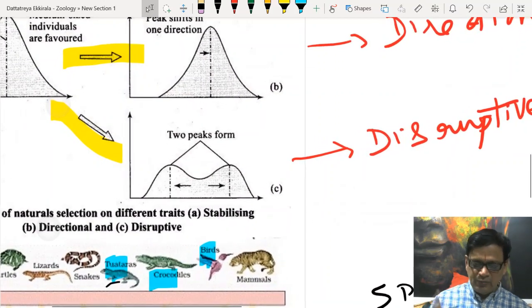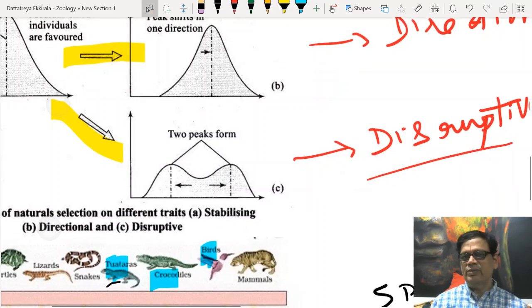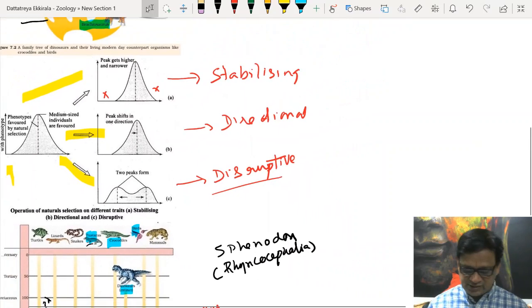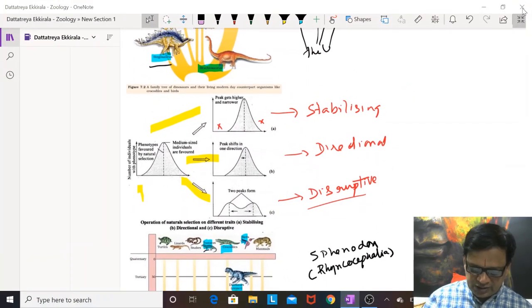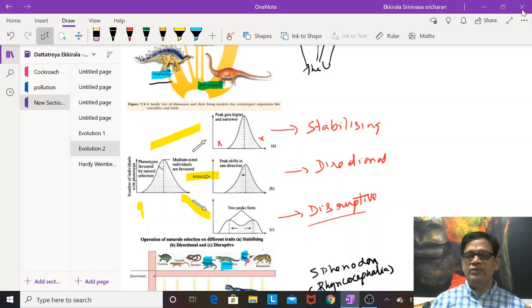Now when a single population splits into two or more, then it is called disruptive selection. Adaptive radiation, you can say, is one of the best examples. And the last point in evolution: like this, through time what happened, what causes evolution, means all these factors.